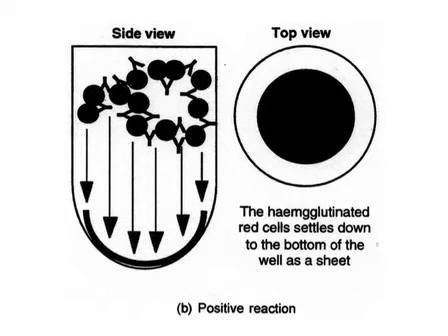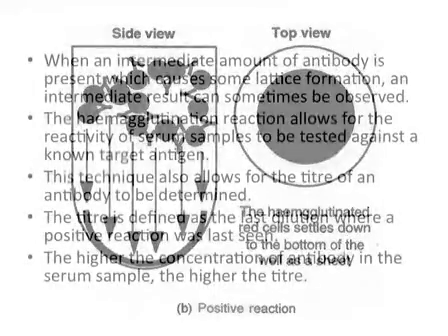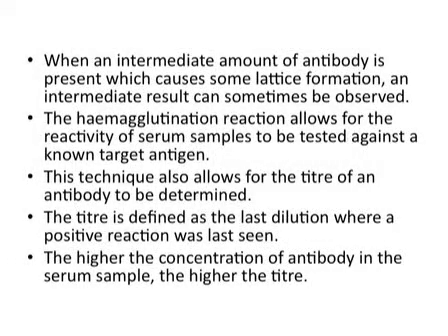This diagram shows a positive reaction. The cells form a lattice. As they settle, they conform to the shape of the U-bottom plate on the left, and to the right we see the top view where a broad sheet of red blood cells is seen. If an intermediate amount of antibody is present, some lattice formation will be observed.